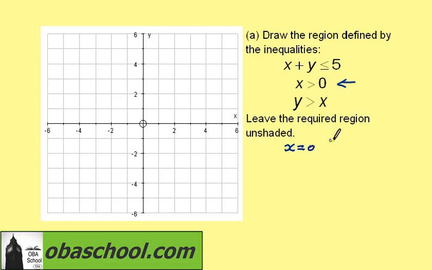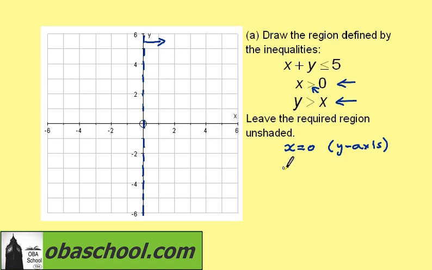We need the line x is equal to 0, and that is the y-axis. We need it to be a dashed line, so we draw a dashed line along the y-axis. It's a dashed line because this is just a greater than. We need to be to this side of it since it says x is greater than 0.